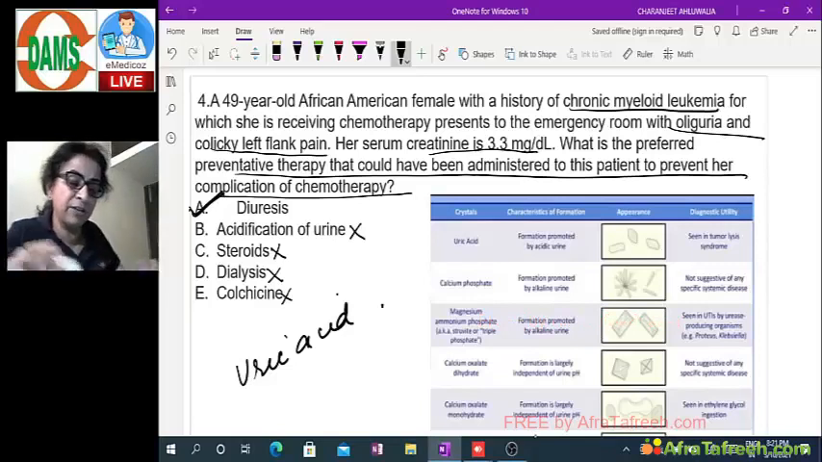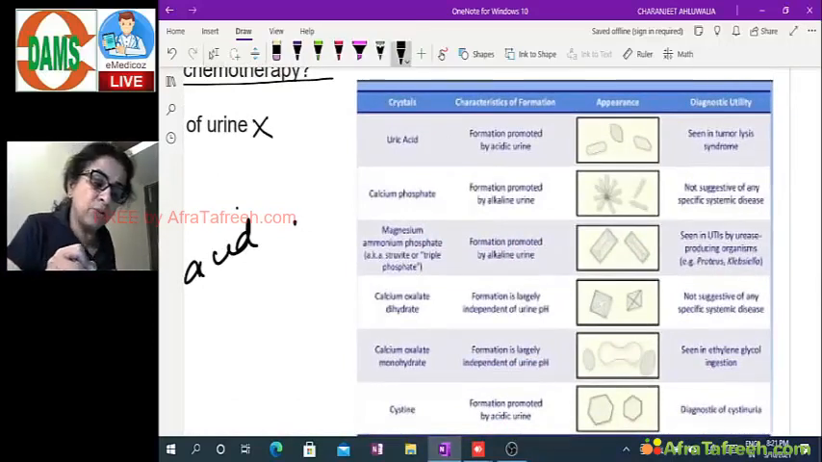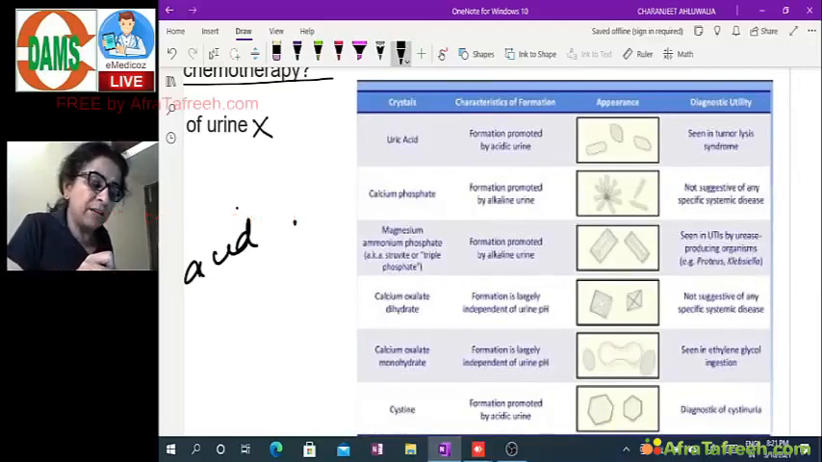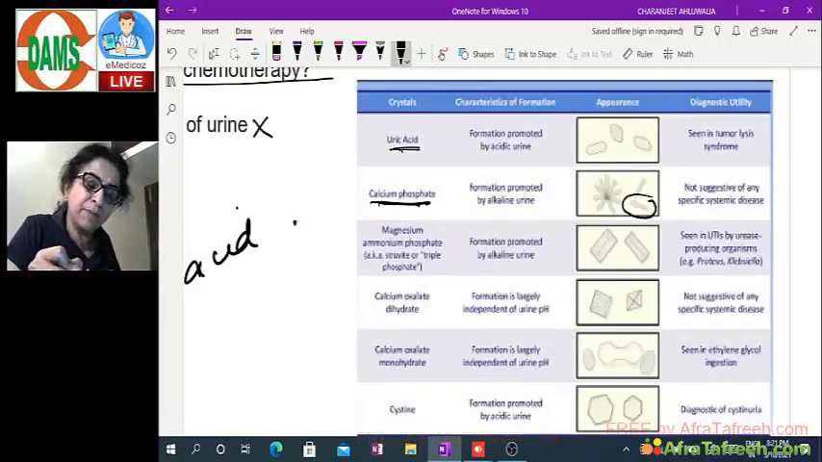So the answer is diuresis. Now look here, these are the shapes of all the stones. These are uric acid crystals in the urine. Uric acid crystals are rhomboid in shape, or they are like rosettes. Then calcium phosphate crystals are prism shaped. This is the crystal. They are prism or wedge shaped.